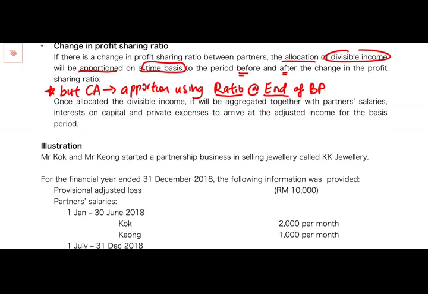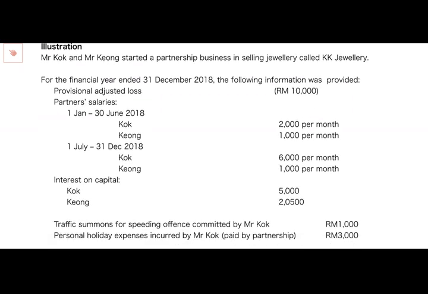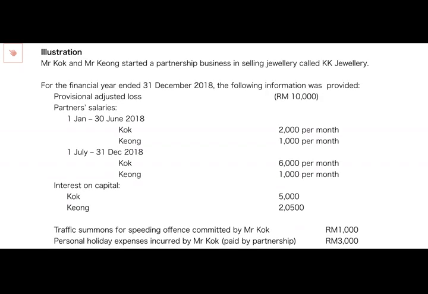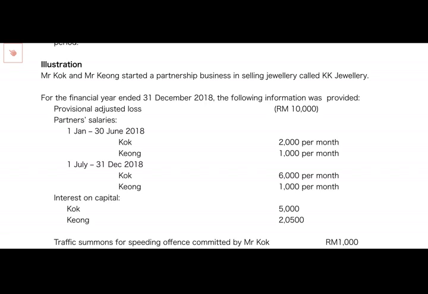Okay, can we look at this illustration? Now, if you see part A, we are asking you for more or less the same thing. We are asking for statutory partnership income for Kok Kyong. Now, it starts off with the story telling you that Mr. Kok and Mr. Kyong started a partnership selling jewelry. Now then, for the financial year end 31st December 2018, they already gave you the provisional adjusted loss.